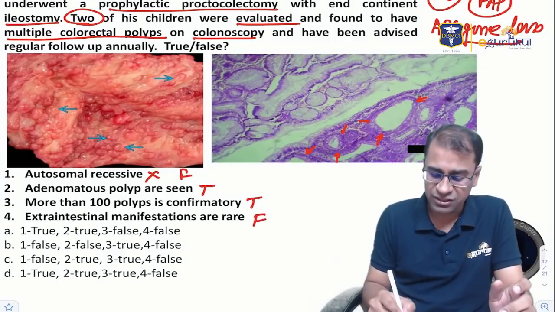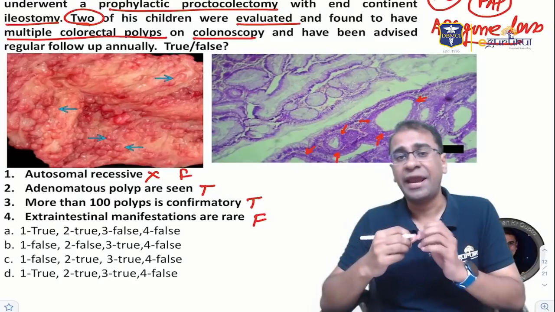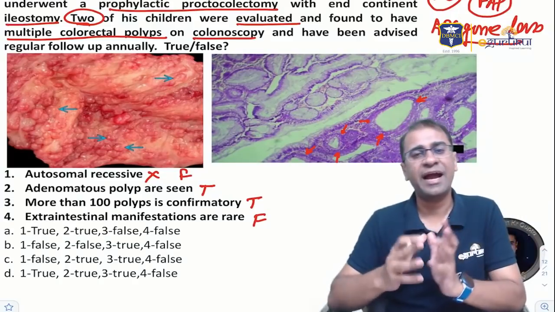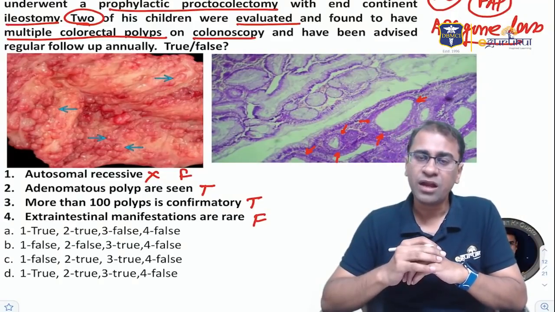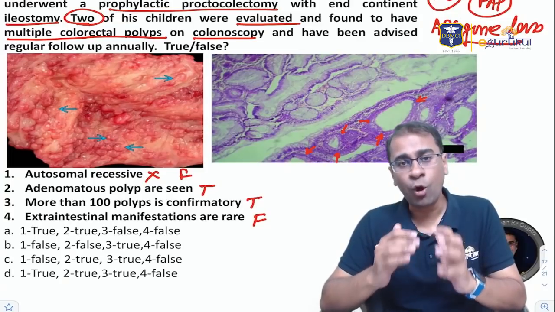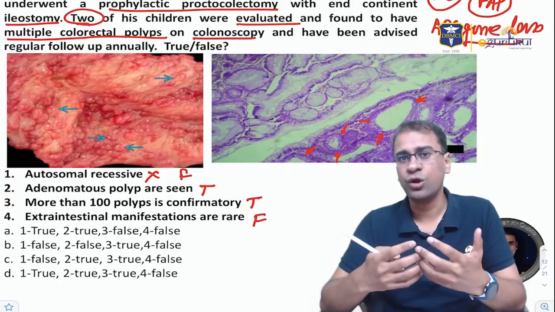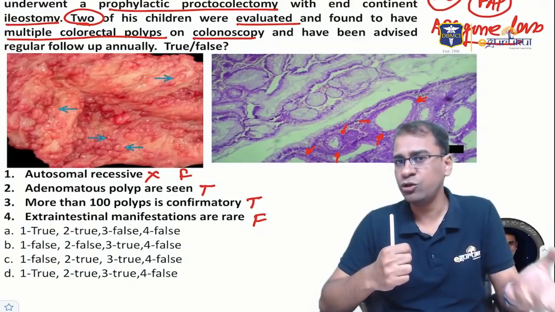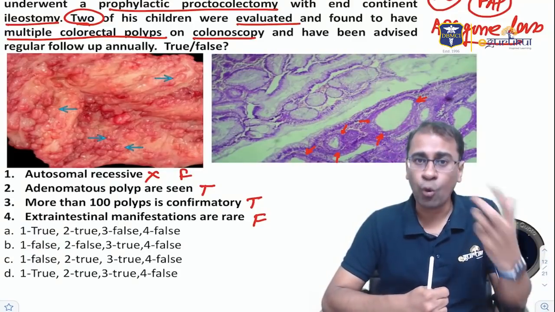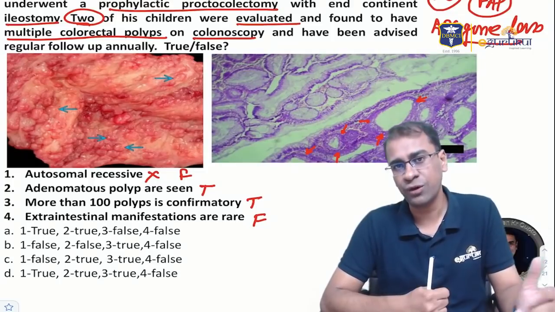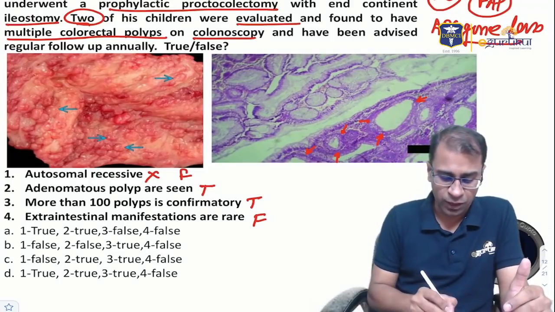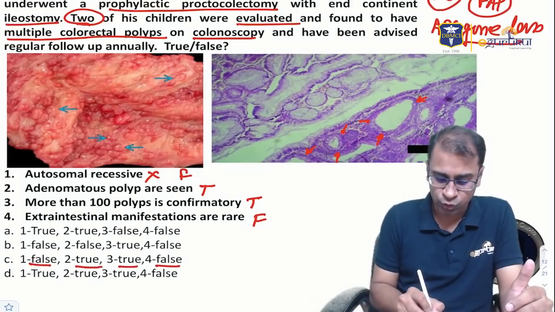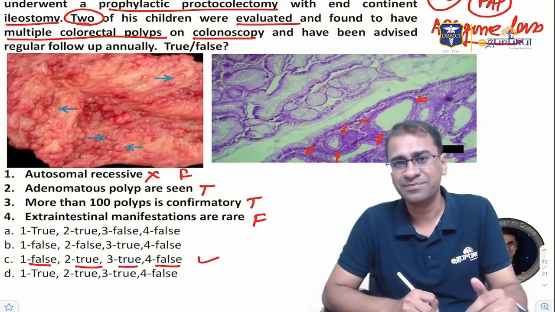And extraintestinal manifestation being absent is definitely false. Why? Because it surely has Turcot syndrome and Gardner syndrome, and along with that, it also has an increased risk of tumors at other sites like hepatobiliary system tumors. There is a brain tumor, a breast tumor, and an ovarian tumor that also increase in a case of familial adenomatous polyposis. So it is false, false, true, and true. Answer becomes C.